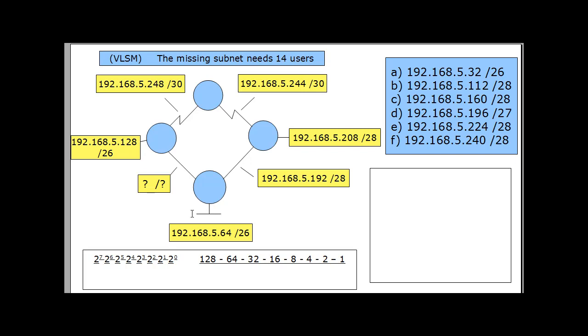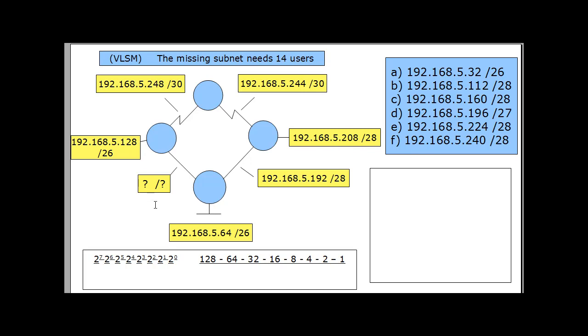In this type of question, they'll give you choices for answers. So here are your choices. Which one is the correct answer? A, B, C, D, E, or F. I'm going to show you how you would approach this type of problem, and basically find the missing network, and find it quickly.